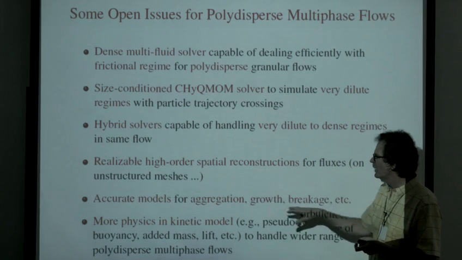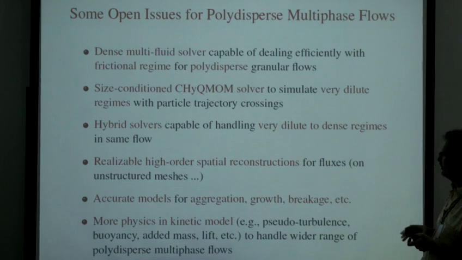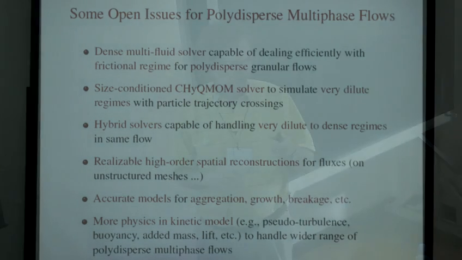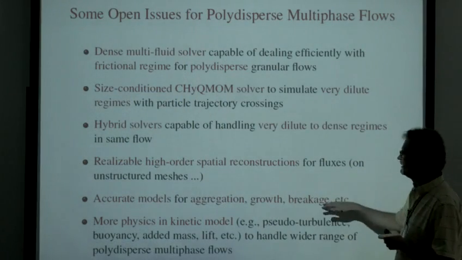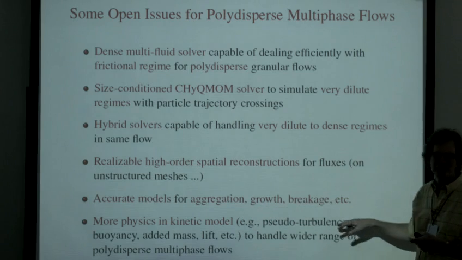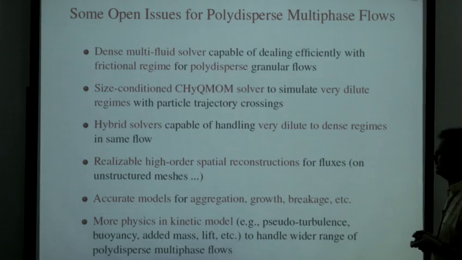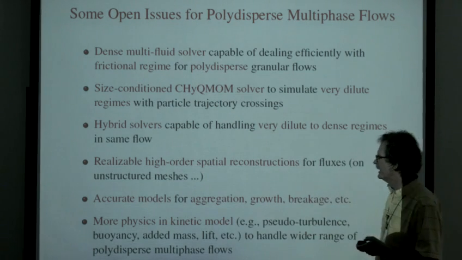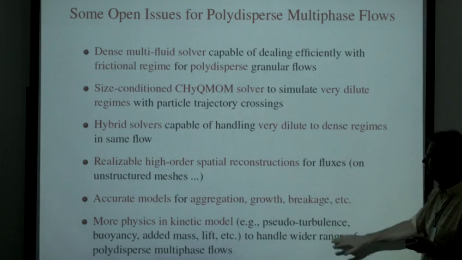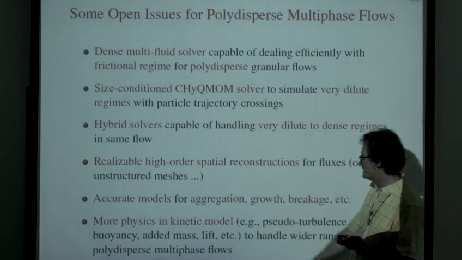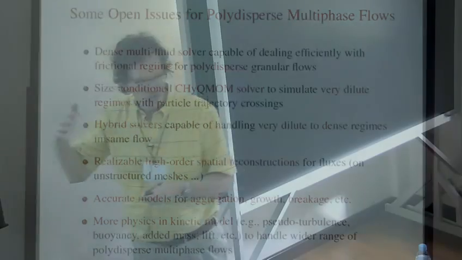In general, in the whole area, we need more accurate models for aggregation growth. I think Daniele is going to talk a little bit about that. Yeah, he was supposed to talk after me. So that's an important area for applications. The numerics work fine in the applications. And then in general, in the kinetic theory model, we just need to add more physics. We'd like pseudo-turbulence in the gas phase, things like buoyancy, added mass, and so on, using the same solvers.